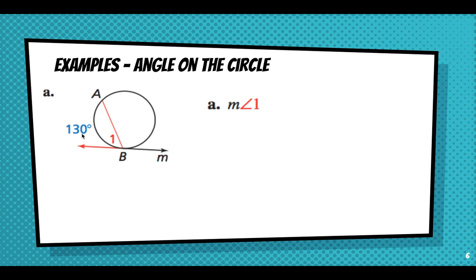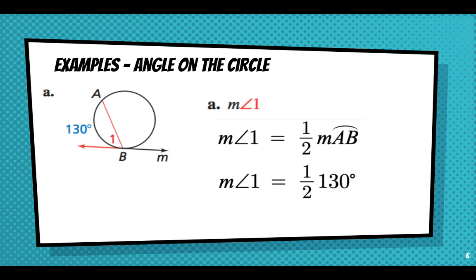Now let's just think about it for a moment. Does this angle look like 130 degrees? No, it's obviously not obtuse, it's acute. That should jog our memory that the relationship is 1/2. 1/2 is a key number in these relationships. This angle measures 1/2 the measure of this arc. So the measure of angle 1 is equal to 1/2 the measure of arc AB. Plugging in 130 degrees, we get 1/2 of 130, which is 65 degrees. Easy peasy.